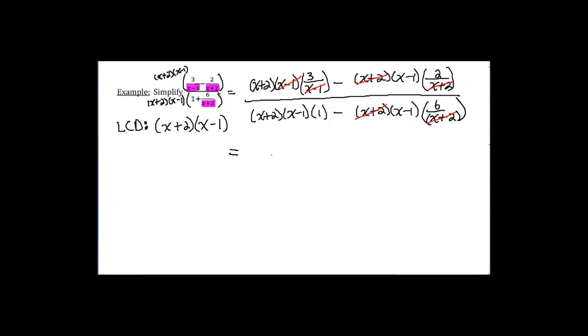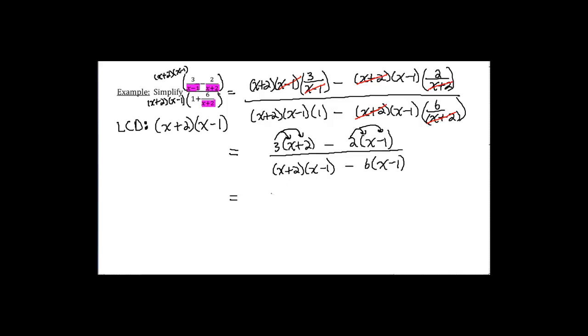And so my new rational expression is going to be 3 times x plus 2 minus a 2 times x minus 1 over an x plus 2 times x minus 1 minus a 6 times x minus 1. And we're going to have to simplify this. Let's use our distributive property. I'm going to have a 3x plus 6. I'm going to distribute this negative with this 2, so I don't have to worry about the negative later. I'm going to have a negative 2x plus 1.